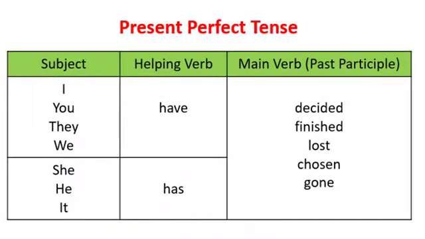In this table we have the form and how to make sentences in the present perfect tense. We start with a subject, helping verb, have or has, and we have the main verb here, and it must be in the past participle. You can say I have decided, I have finished, we have lost, we have chosen, she has decided, he has gone, it has lost.